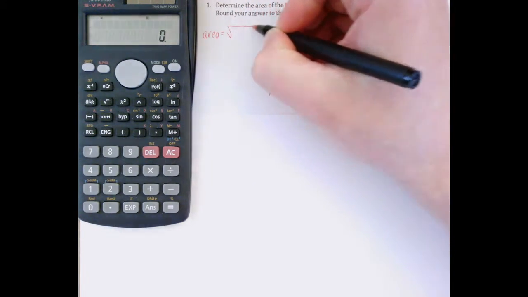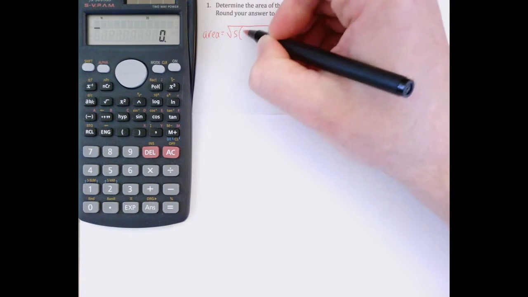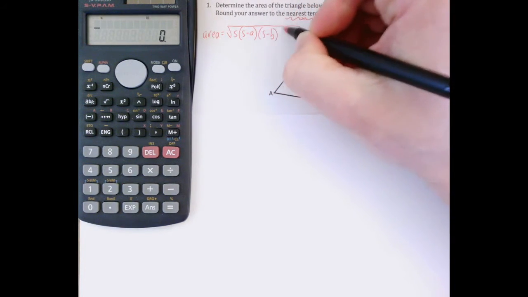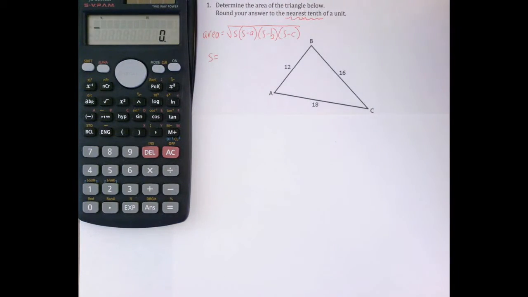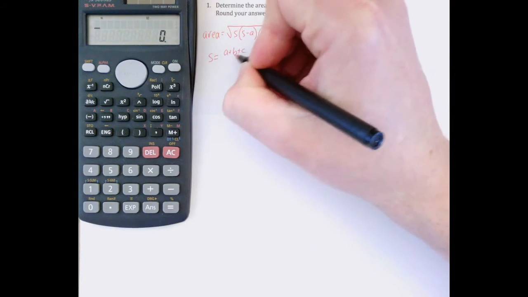Heron's says that area is equal to the square root of S times S minus A times S minus B times S minus C. You might use a different letter from S here; I'll tell you what it means in just a second. S, in our case, stands for the semi-perimeter. That's why we use the letter S. If you use something different, just replace your letter in instead of S.